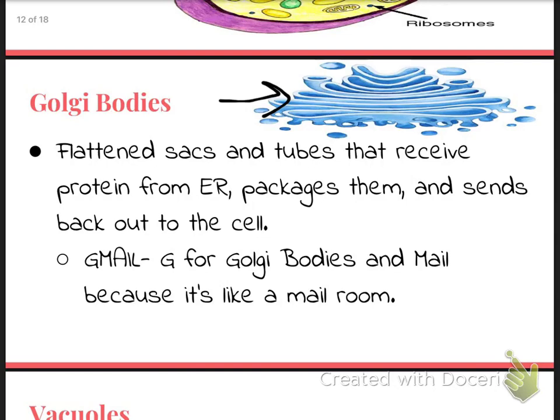The way I remember it is I see in Golgi bodies a lot of G's. And I know that it's the mailroom of the cell. So I came up with the idea of Gmail. G for Golgi bodies, and mail because it's like a mailroom. So if you can remember that there is a bunch of G's in Golgi bodies and think of an email account like Gmail, you will know that the Golgi body's role is to get things, package it up, send it out, just like a mailroom does.